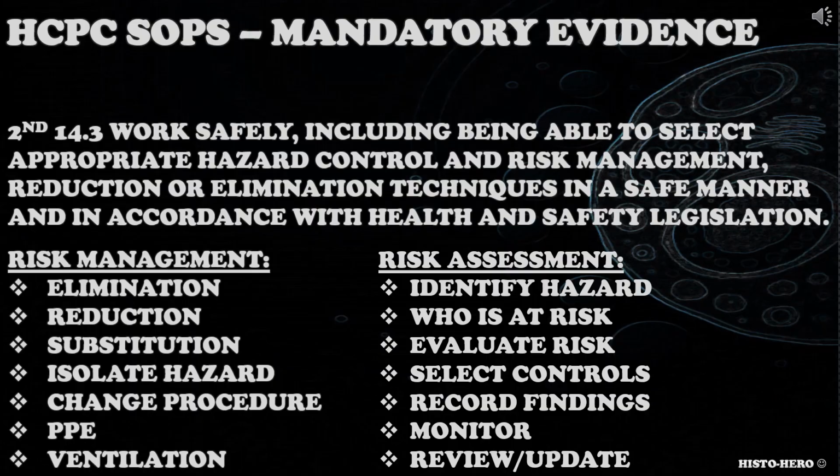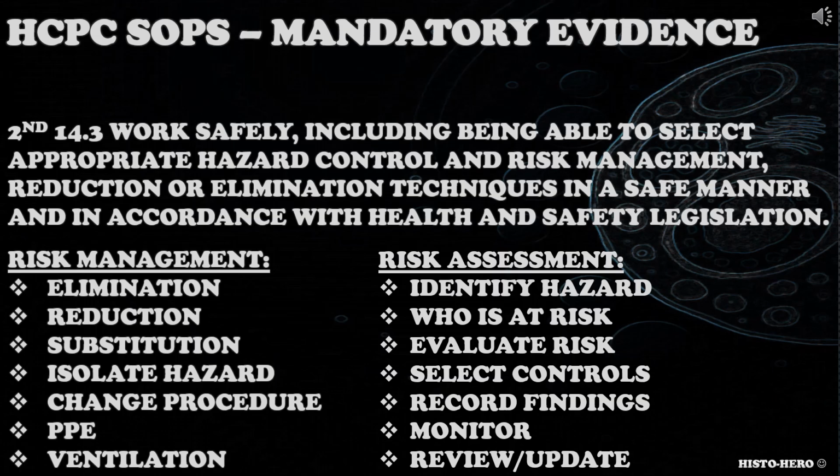The second standard is, work safely, including being able to select appropriate hazard control and risk management, reduction or elimination techniques in a safe manner and in accordance with health and safety legislation. To meet the second standard, you need to demonstrate that you work safely, you are able to use appropriate hazard controls and risk management techniques safely and in accordance with health and safety legislations. How do you ensure you work safely? What risk management techniques do you have in your workplace and how do you use them?